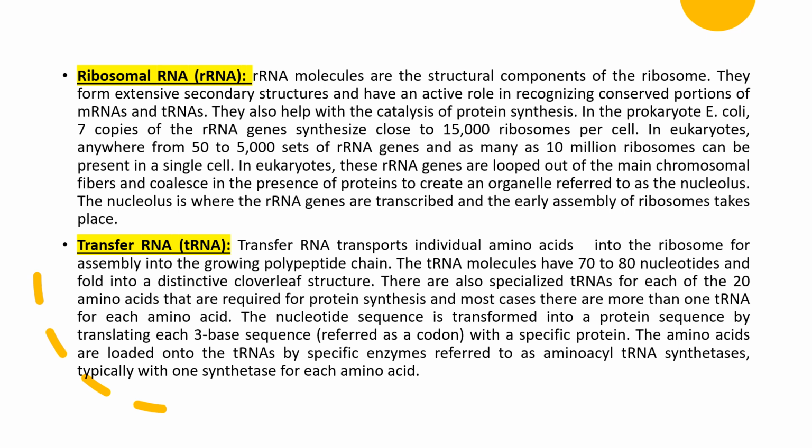The nucleotide sequence is transformed into a protein sequence by translating each 3-base sequence, referred to as a codon, into a specific amino acid. The amino acids are loaded onto the tRNAs by specific enzymes referred to as aminoacyl tRNA synthetases, typically with one synthetase for each amino acid.